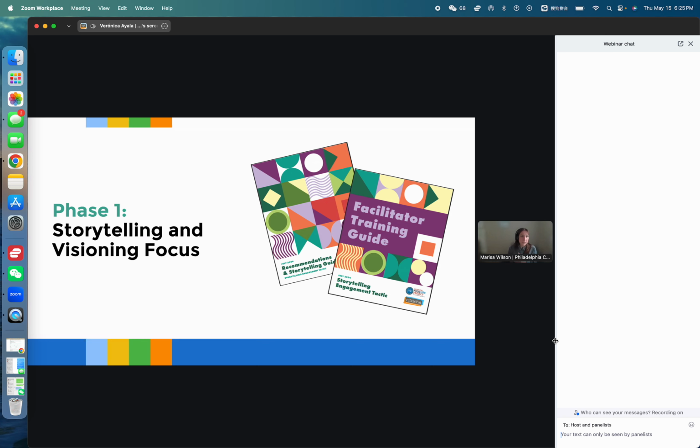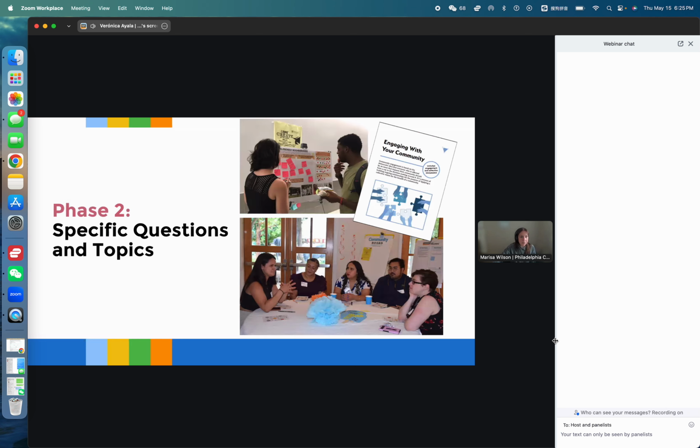In the next phase, our 18-month partners will continue to phase 2 of engagement. In this phase, we will look at the themes that were identified in the vision cards, and community partners will work with planning staff to decide what questions and topics they'd like to discuss more deeply with their community and how they would like to do that engagement.